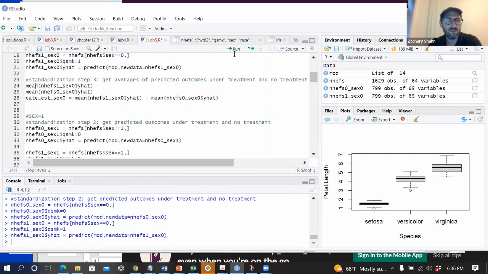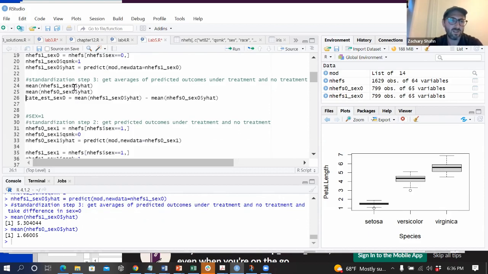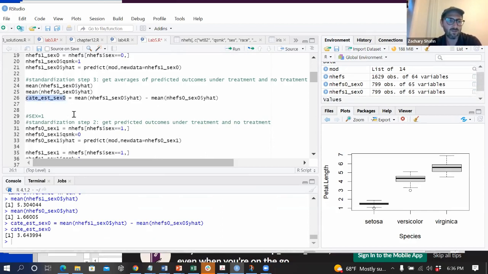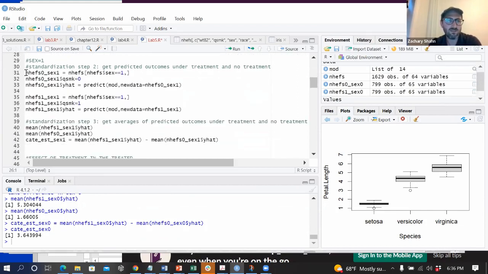So then the average weight gain under treatment, like under quitting smoking in men, was 5.3 pounds. Had all men quit smoking, the average weight gain is estimated to be 5.3. And had no men quit smoking, the average weight gain is estimated to be 1.7. And so the conditional average treatment effect, the CATE in this group in men, is just the difference of these means, and it's 3.6.